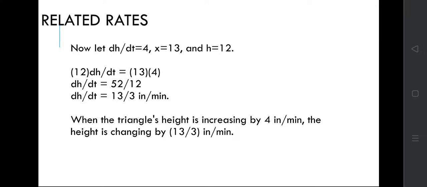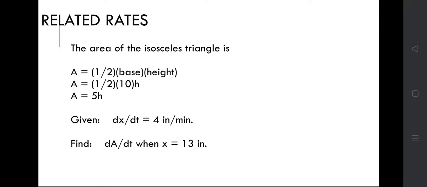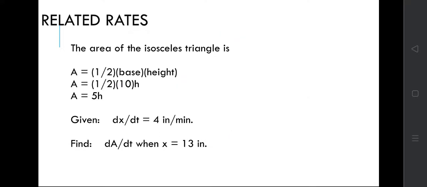So, papunta na tayo sa third part ng tanong, which is the rate of change of the area. So, consider the given isosceles triangle ulit of base 10, edges x and height h, and assume that x and h are functions of time t. The area na yung hinahanap natin, yung formula is area equals 1 half base times height, which is A is equal to 1 half multiplied by 10, kasi 10 inches yung base, multiplied by h, is an unknown variable pa. So we now have A is equal to 5h.